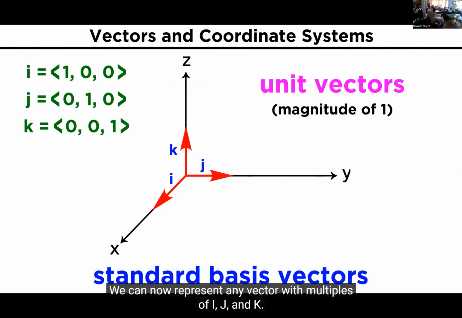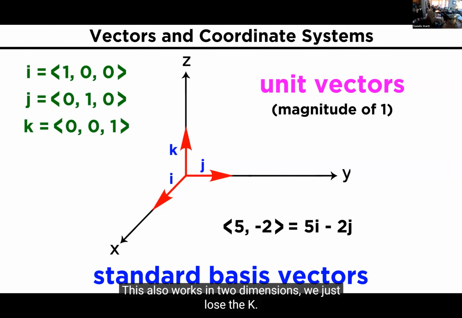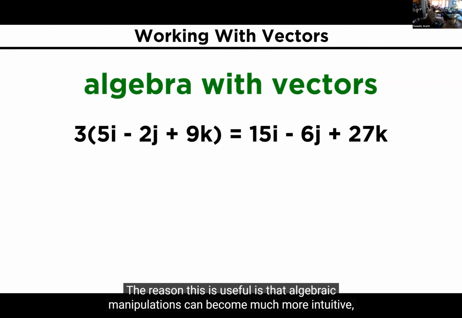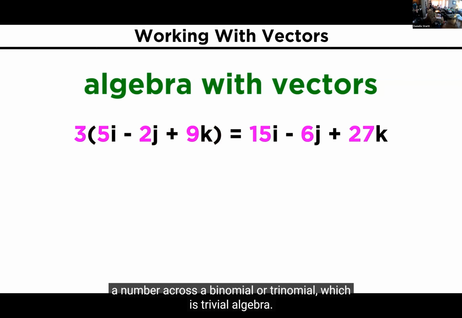We can now represent any vector with multiples of i, j, and k. So 5, -2, 9 can also be 5i minus 2j plus 9k. This also works in 2 dimensions, we just lose the k. The reason this is useful is that algebraic manipulations can become much more intuitive, as operations like multiplying a vector by a scalar are reduced to simply distributing a number across a binomial or trinomial, which is trivial algebra.